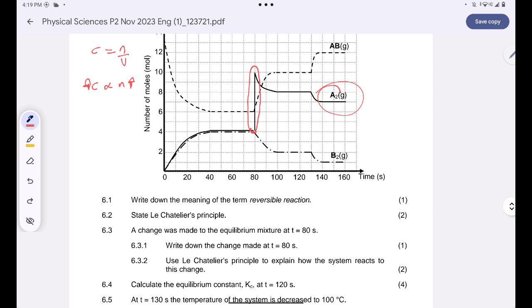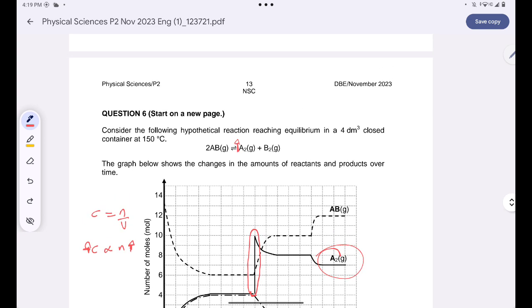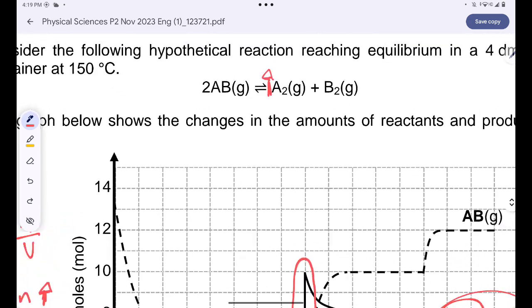Now we are supposed to use Le Chatelier's principle to explain how the system reacts to this change. Remember that Le Chatelier says the system will try to cancel or oppose the change that has happened, by favoring the reaction that will oppose the change. They have increased the concentration of A2, so to oppose the change, we want to decrease A2. The only way to decrease A2 is if we favor the reverse reaction.